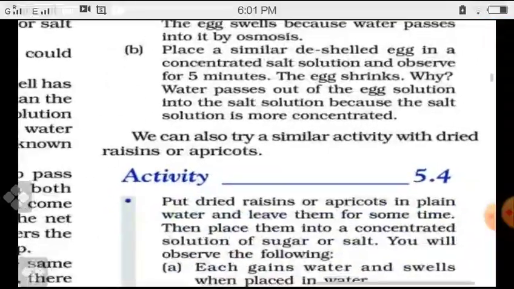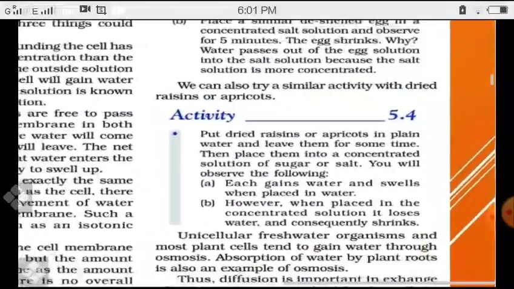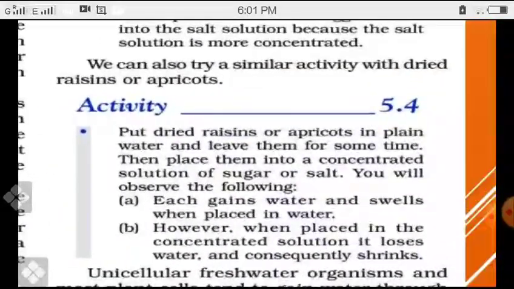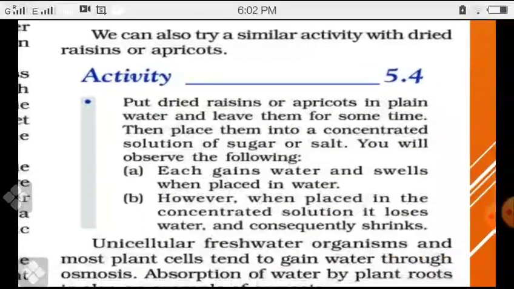Okay? Now you can try the same thing with apricots or raisins. Put dry raisins or apricots in plain water and leave them for some time.